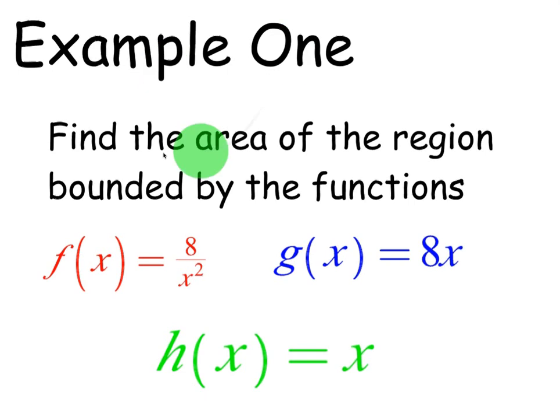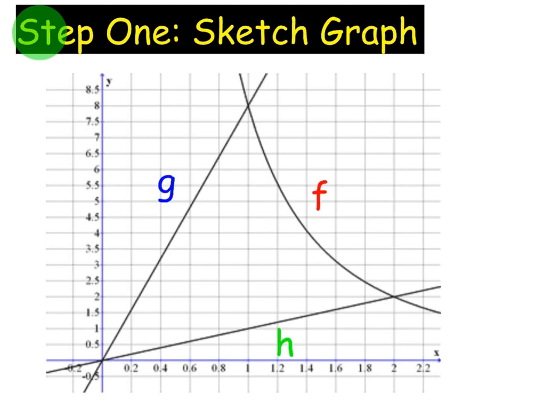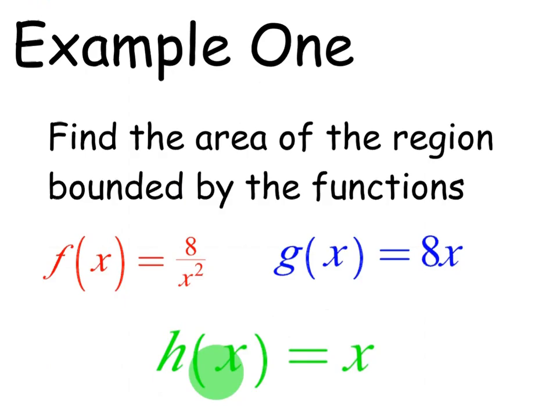Example 1, find the area of the region bounded by the functions f of x equals 8 over x squared, that's a rational function, g of x equals 8x, a linear function, and h of x equals x, another linear function. All right, so right off the bat, you can see this can be pretty confusing if we have no clue what this looks like or what we're dealing with. First thing I highly recommend you do is sketch these graphs.